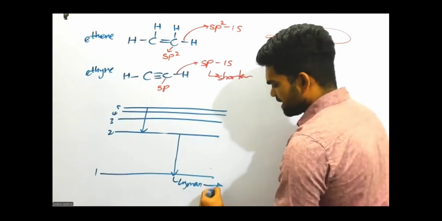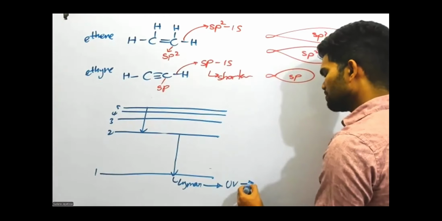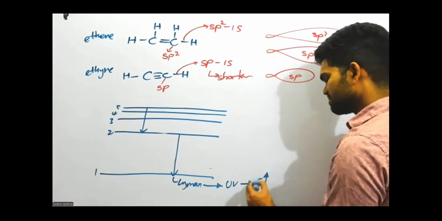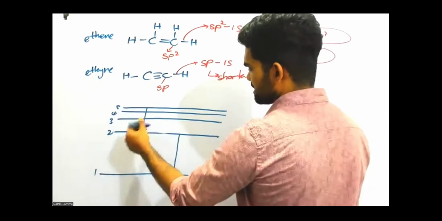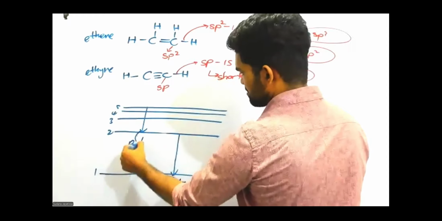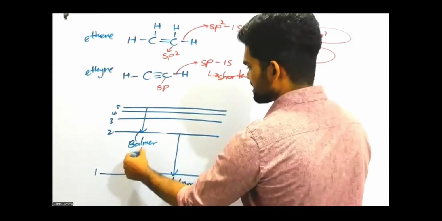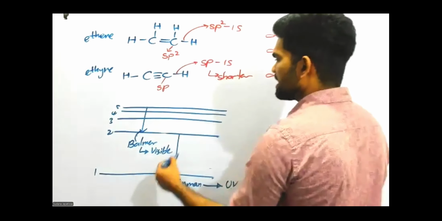series. Any Lyman series line is there in the UV region. UV region means high energy. That's the way you have to think. Any line that is falling to the second energy level is there in the Balmer series. Balmer series first 4 lines are there in the visible region. So this is also there in the visible region.